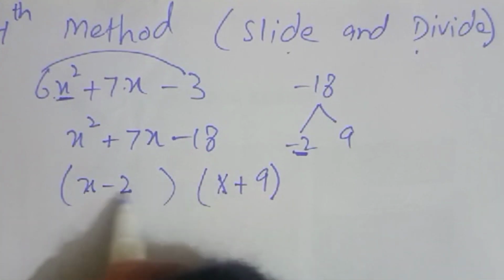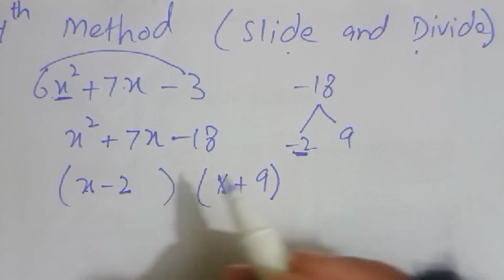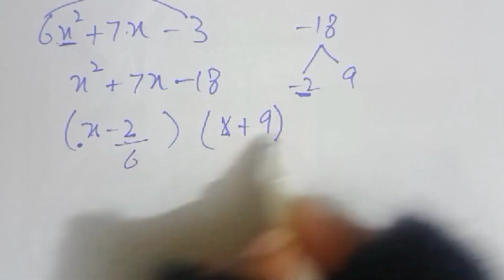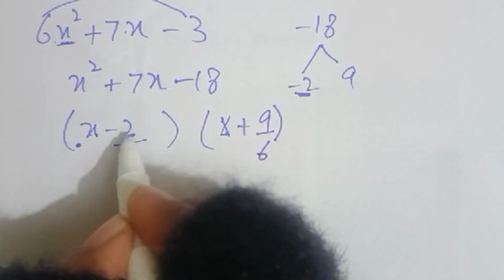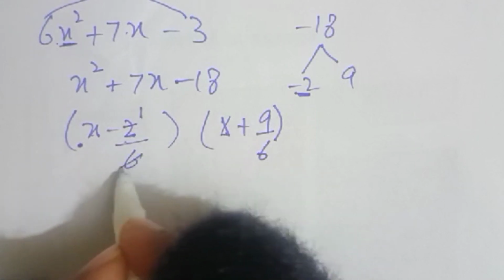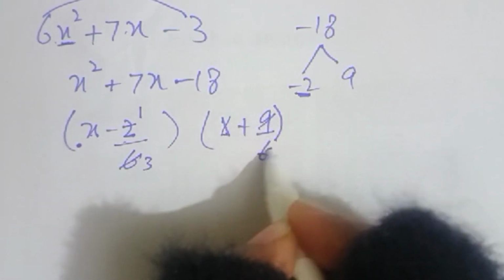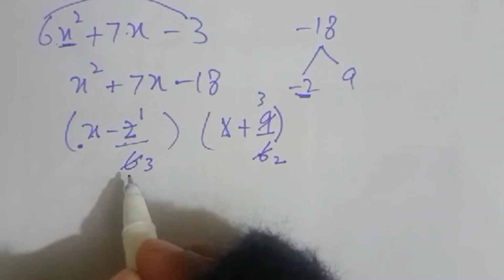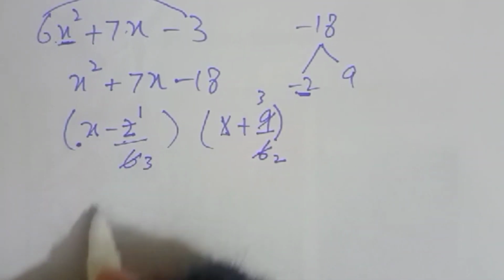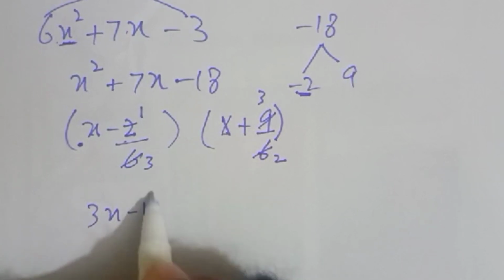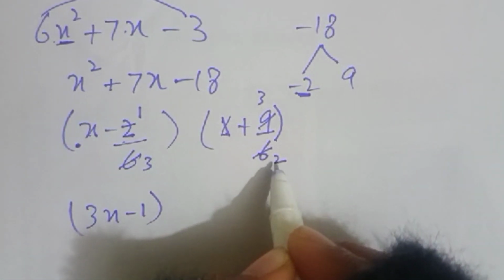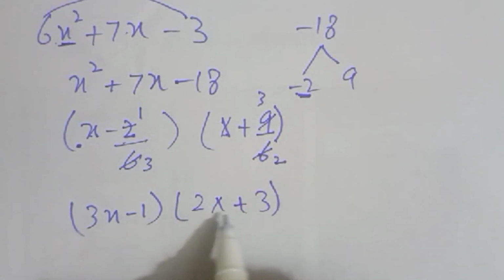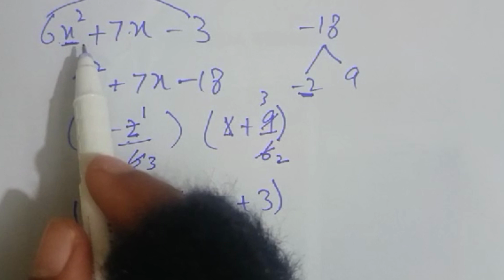Now we divide these two numbers by 6 because we don't use 6, so we divide 2 by 6 and also 9 by 6. After cancellation we get 1 over 3, and 3 over 2. We multiply this 3 by x, so we get 3x minus 1, and we multiply this 2 by x, then we get 2x plus 3, and it is the factorization of our required question.